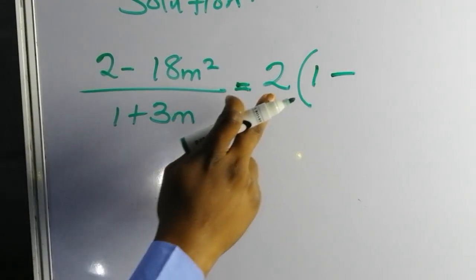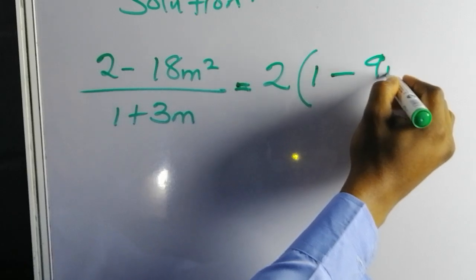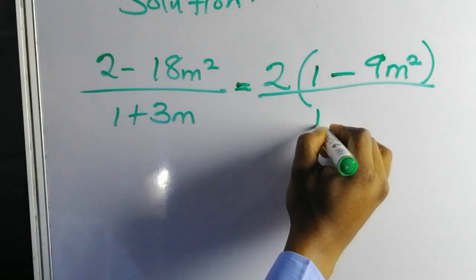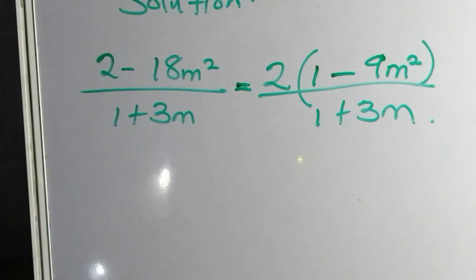I've taken 2 out, it will remain 9, because 9 times 2 is 18. So it means 9m square over 1 plus 3m. You will see that all those things are just like chin chin and pure water. It's not something that will take our time, and you still see them coming out in the question. So it will be a kind of walkover for you.